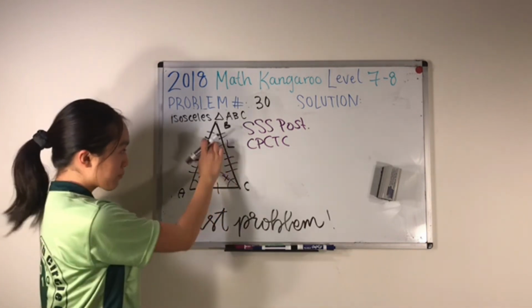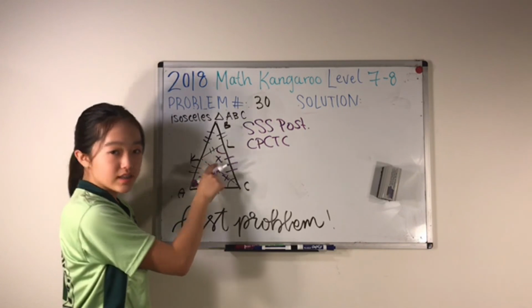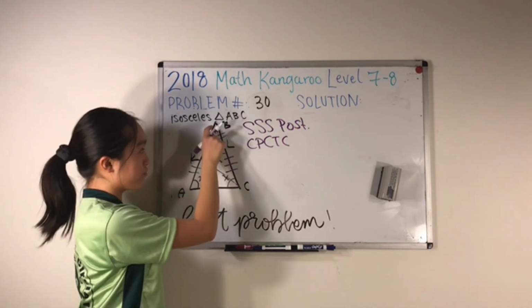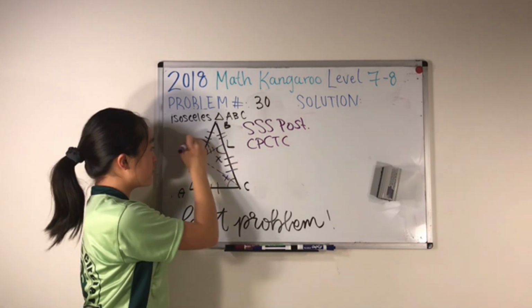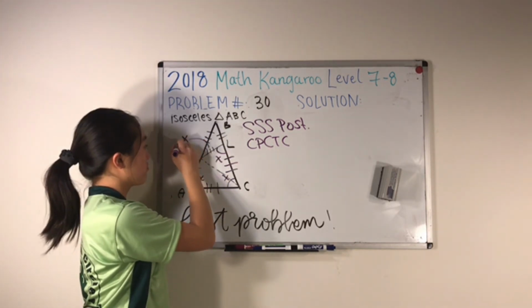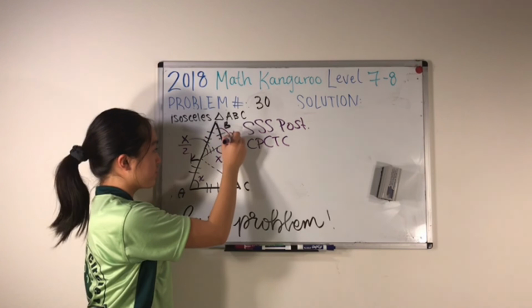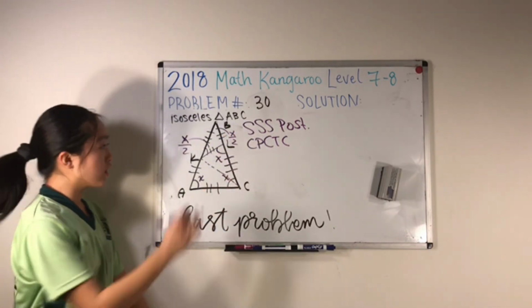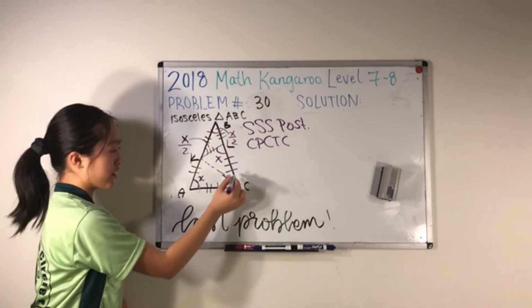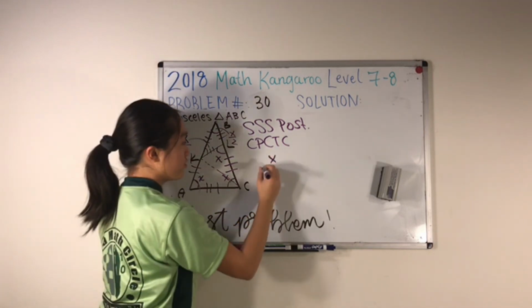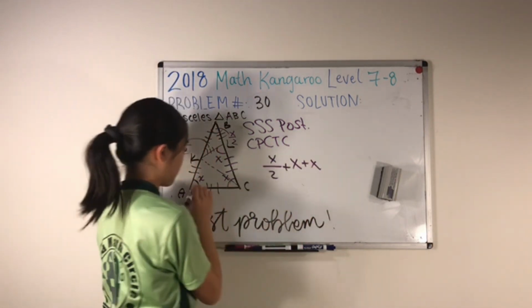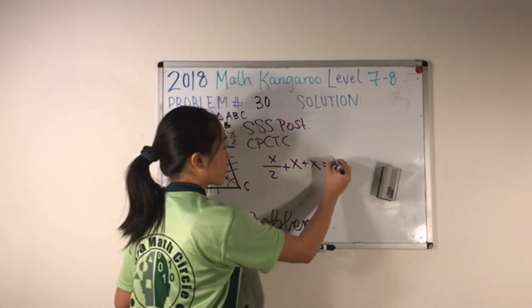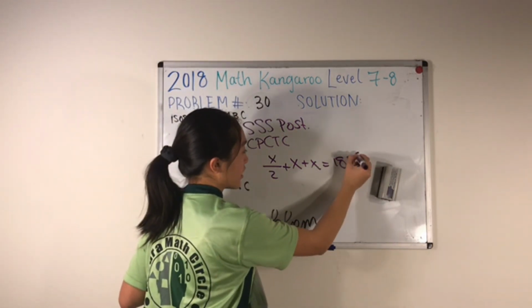Now let's move on to this upper triangle. If this is x, this is the exterior angle of these two remote interior angles. So this would be x over 2, and this would be x over 2. So now we have all of the three basic angles in our triangle. That means x over 2 plus x plus x equals 180 degrees, because that's how many degrees are in a triangle.